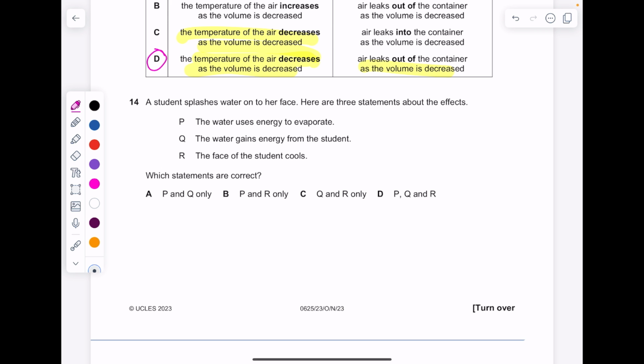A student splashes water onto her face. Here are 3 statements about the effects. So you can think about splashing water onto your face in the same way.